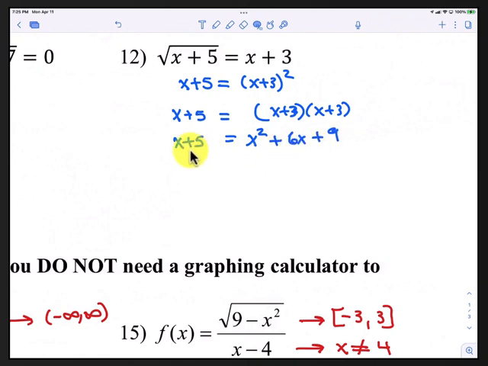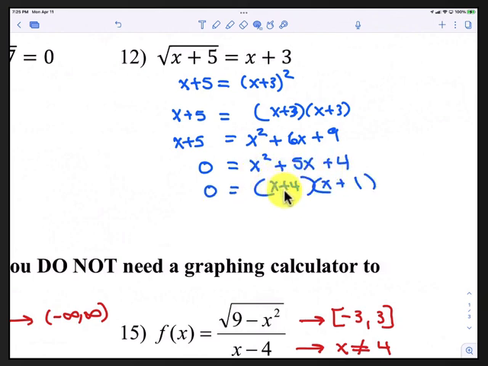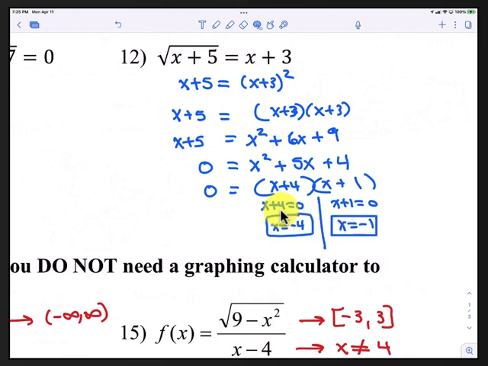Now we'll need to set one side equal to 0 because we recognize this as a quadratic equation. So let's move the x plus 5 over to the right side by subtracting. The result is 0 equals x squared plus 5x plus 4. And then we recognize that this can be factored. That'll be factored into x plus 4 times x plus 1. And then our potential solutions would be -4 and -1. But we have to be careful.